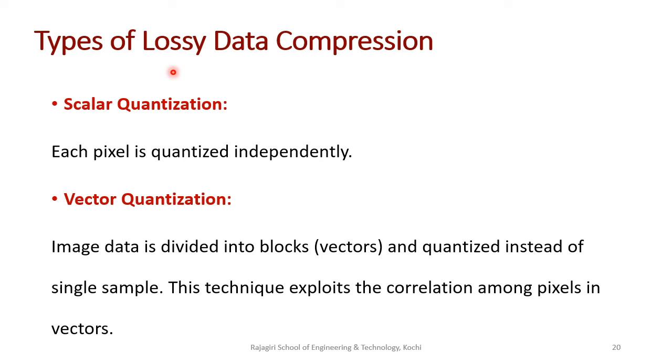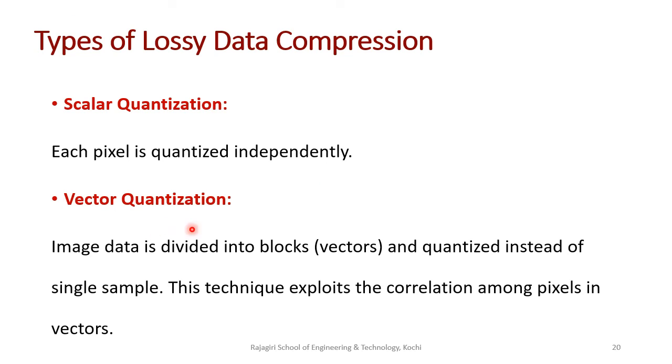Now, there are two types of lossy data compression techniques. Scalar quantization. In scalar quantization, each pixel is considered independently and then quantized. It does not make use of the correlation between the pixels in an image. The scalar quantizer is generally characterized by a staircase function that relates the input samples with the output values. There are two types of scalar quantization, namely the uniform scalar quantization and the non-uniform scalar quantization.